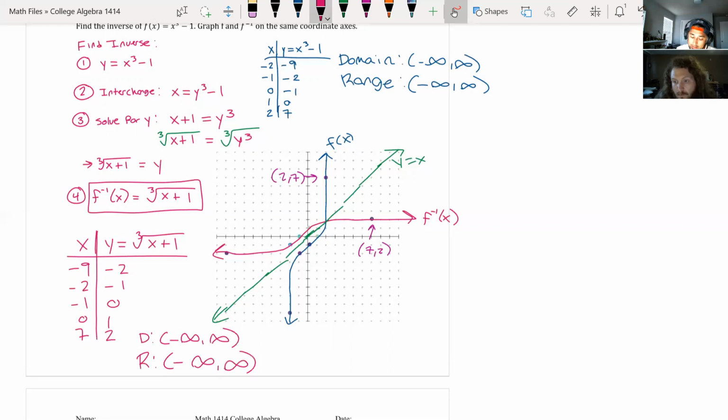But let's say that we had something different. Let's say domain was 0 to infinity and range was, let's say, like -1 to 5. And then you found the inverse. What would my domain be now?